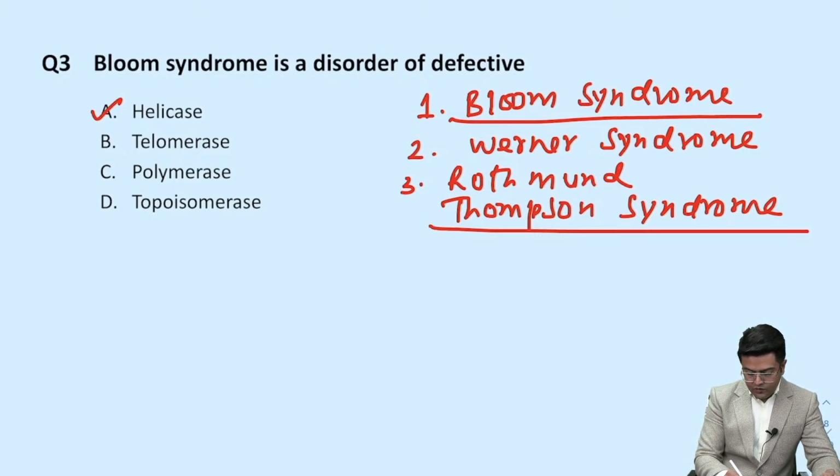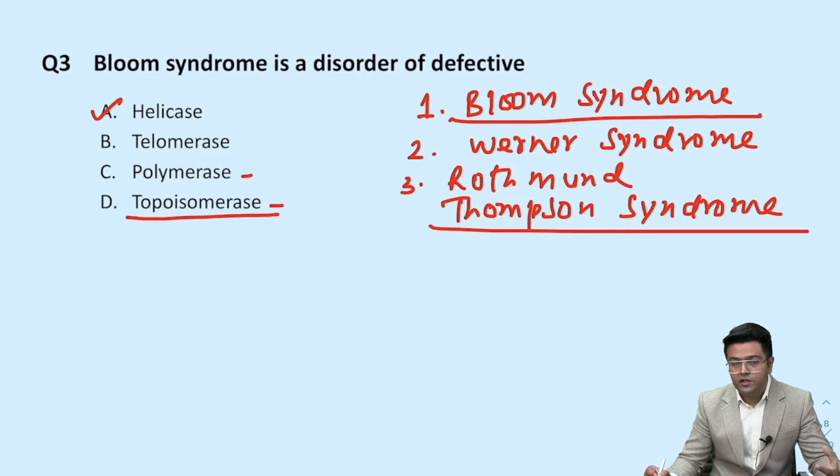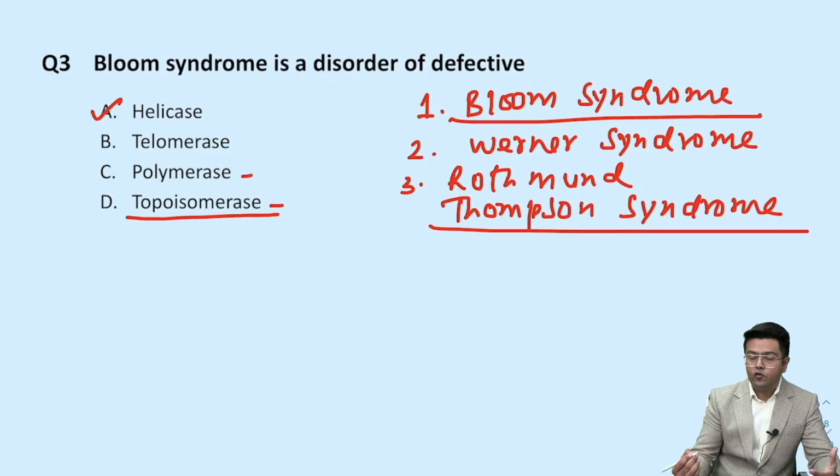Okay guys, looking at the other options, let's take option C. For polymerase, there is no disorder as such. For topoisomerase, there is no disorder as such, though we have drugs like topotecan and irinotecan, which are anti-cancer drugs that are inhibitors of topoisomerase.